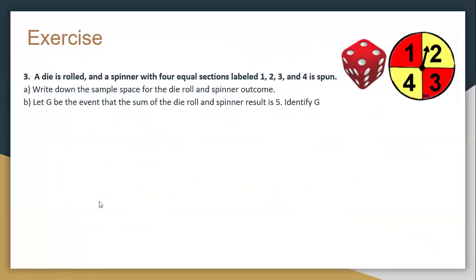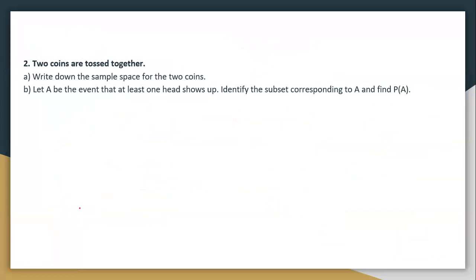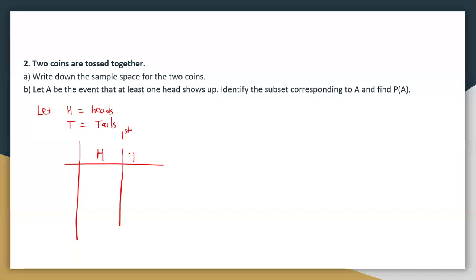Now, our second one, the second number: 2 coins are tossed together. When we have a coin, we shall start by saying, let H represent our heads and let T represent our tails. So when we have 2 coins, this is my table. For the first coin, it can show a head, but it can also show a tail. Then the second coin can either show a head or a tail.